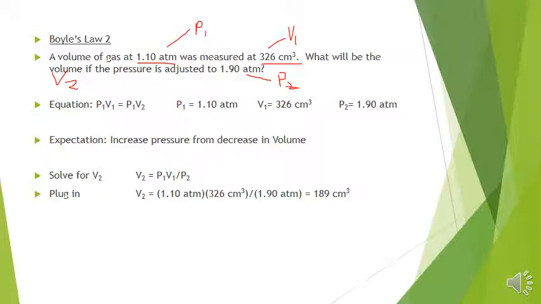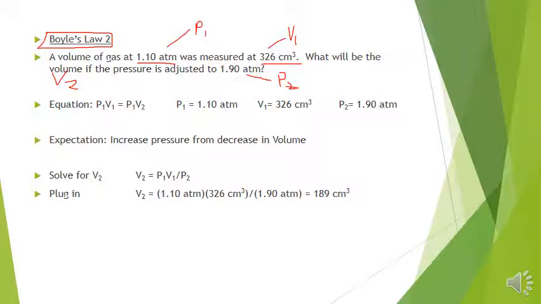So what I want to do is increase the pressure, so I want to increase the number of collisions. So what am I going to do with the volume? I've got to shrink the volume. So this is an inverse relationship between pressure and volume. I want you to know that for Boyle's law, it's an inverse relationship. As you change one, the other one changes in the other direction.